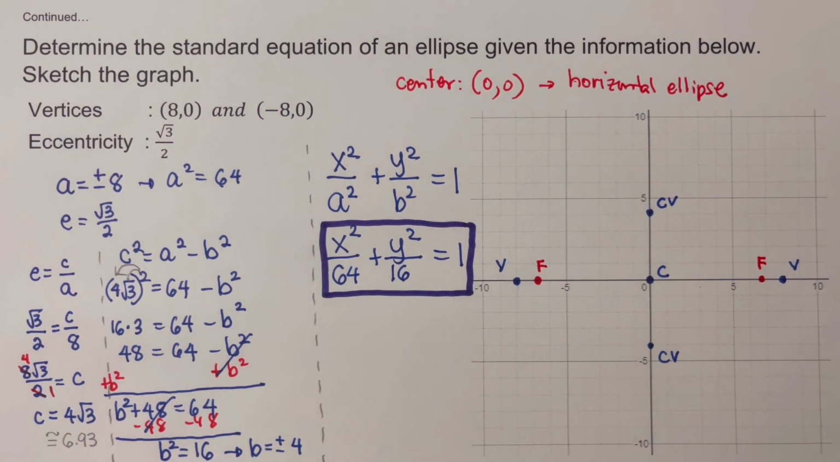Now we can go ahead and sketch the graph of the ellipse and write the coordinates of both the co-vertices and the two foci.